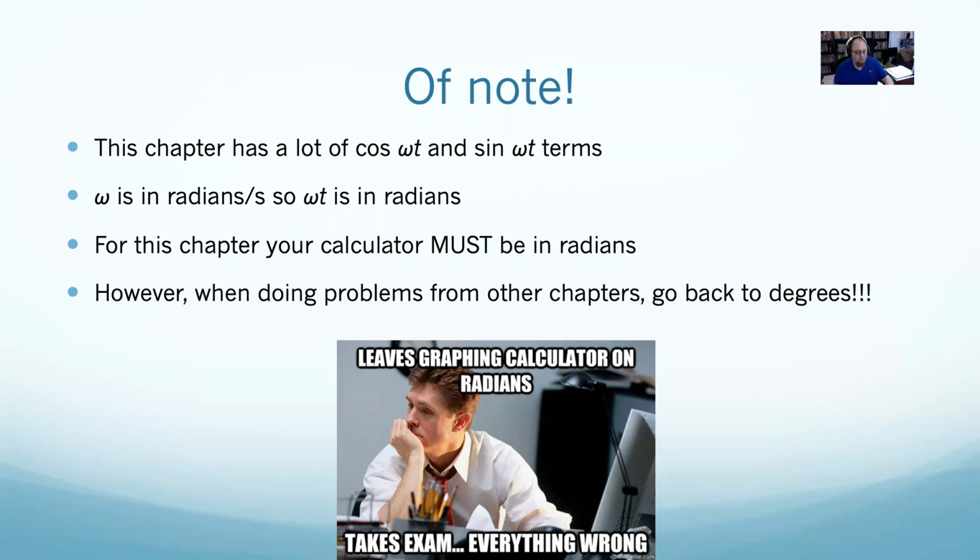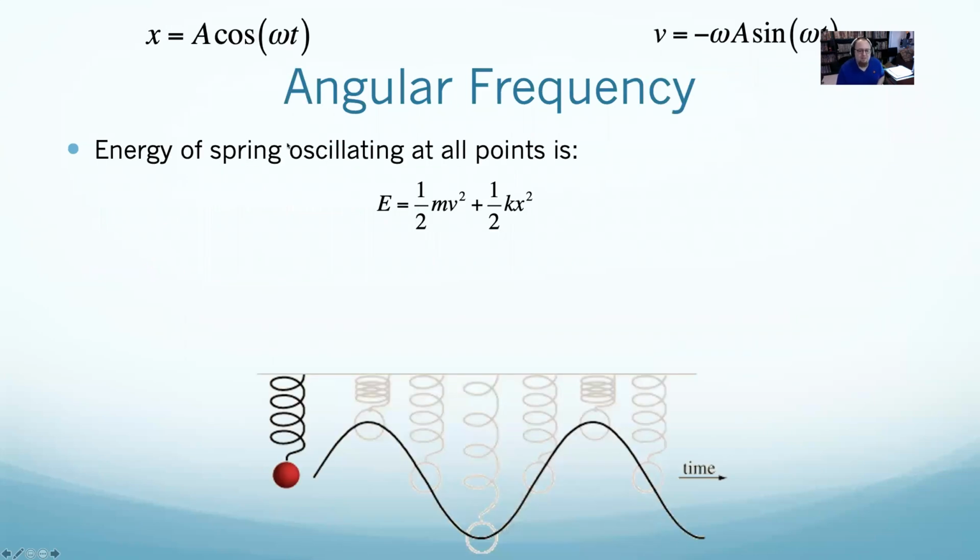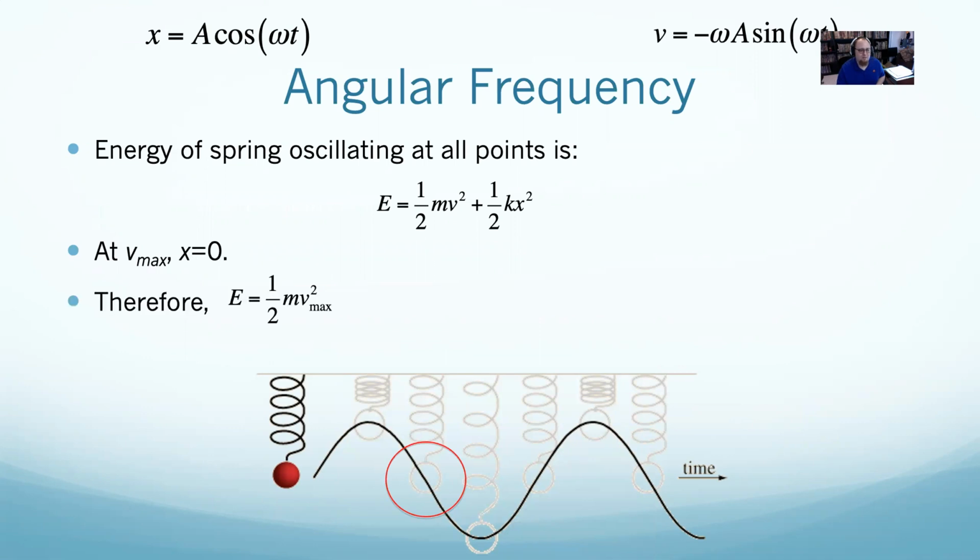Okay, so let's go further with what I'm trying to get to. So we have a spring bouncing up and down. And it really should be left and right because I didn't include gravitational potential energy, but this is the figure I found, so we have to deal. Energy at all points is kinetic plus potential. I'm ignoring gravitational potential. Let's say it's going side to side. I already said at v max, x equals 0. At that point, energy is just 1/2 m v max squared. At your amplitude, the maximum value of x, v equals 0. So at that point, your energy is 1/2 k A squared.